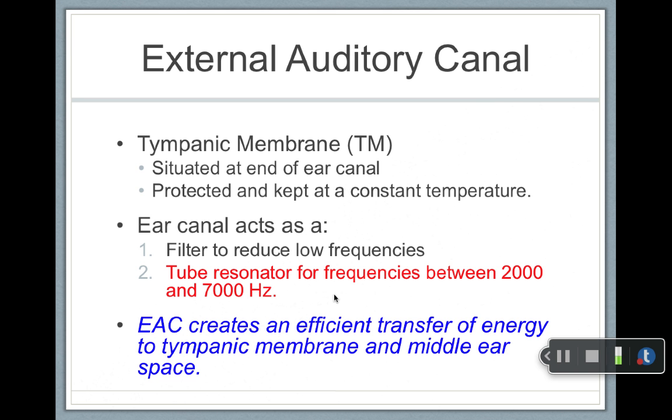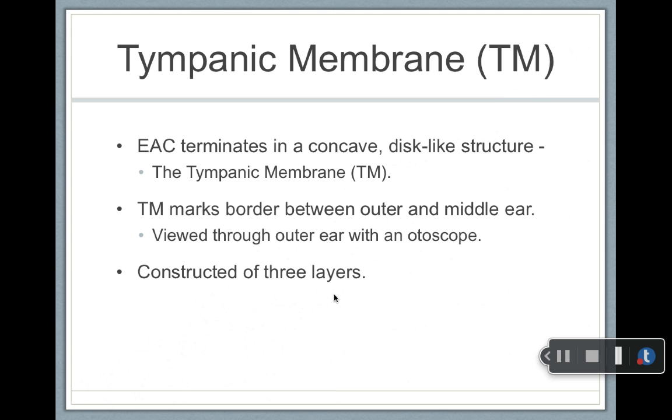It is shaped like an S for a reason, because it resonates, it boosts sounds between 2,000 and 7,000 hertz, which are important for speech. Okay, so at the end of the ear canal is this concave disc-like structure, the tympanic membrane, also known as the eardrum. It is the border between the outer ear and the middle ear. And when you look through an otoscope, you can see it. So if you ever get the opportunity to do an audiology practicum, you'll be able to use an otoscope and actually see a tympanic membrane.